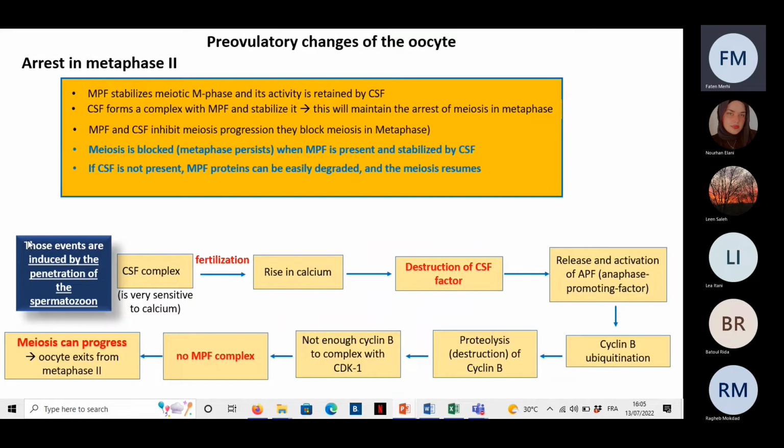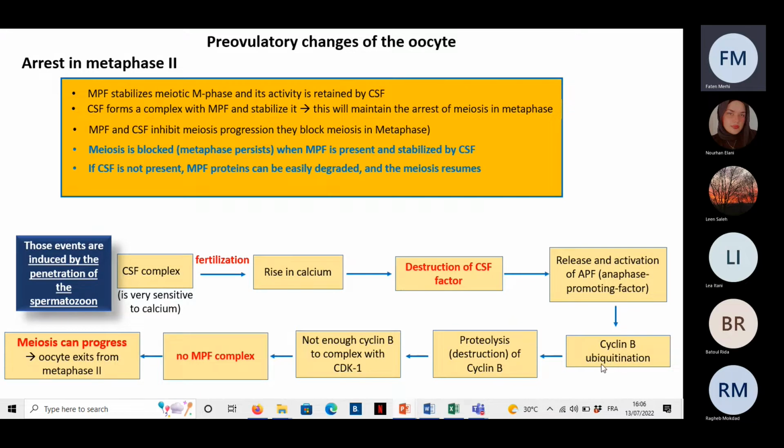Okay, so here, as a consequence of the fertilization, we will have a rise in the intracellular calcium inside of the oocyte 2. This will lead to the destruction of the CSF factor. As a consequence of the destruction of the CSF, we will have a release and activation of a factor called the anaphase promoting factor, or APF. This APF will lead to the ubiquitination of the cyclin B. The cyclin B is one of the MPF subunits.